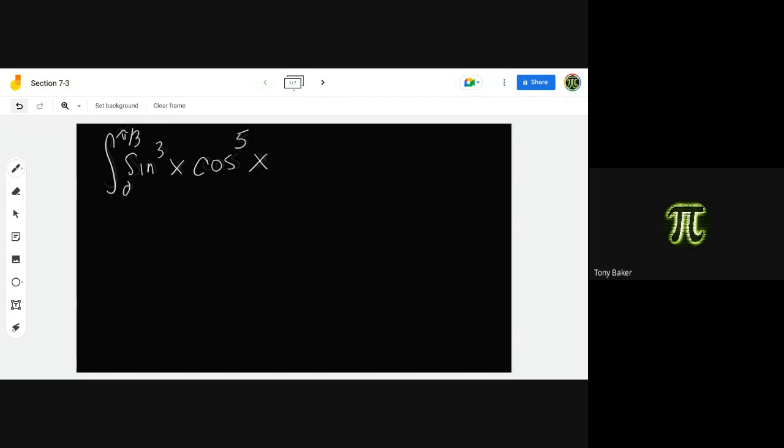So we got sine to the third x and cosine to the fifth x. So we got to figure out which one we're going to make u and which one we're going to do our derivative of that. Since cosine's the bigger one, they're both odd, actually, so I could choose either one of them. It doesn't make much difference. Since cosine's the bigger one, I'm going to set u to be cosine. So u equals cosine of x. So du is negative sine of x dx. No, I forgot the dx there.